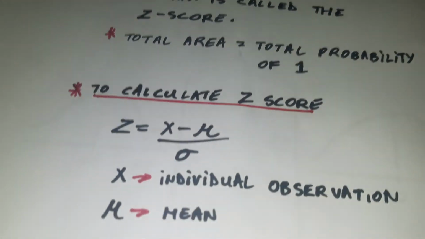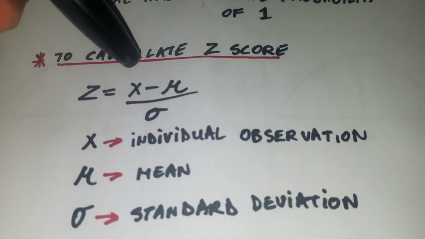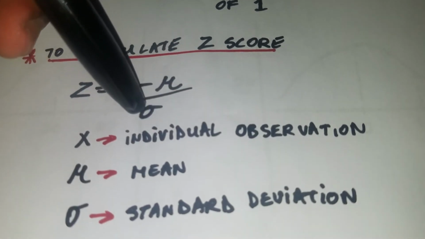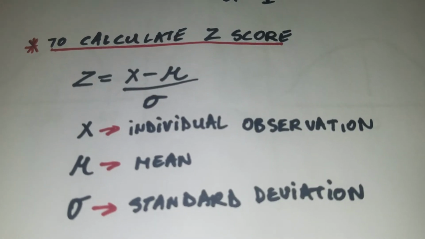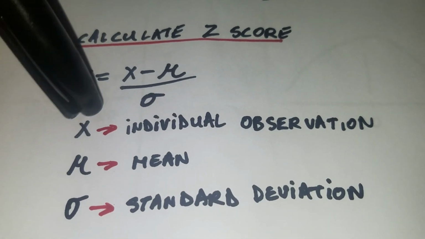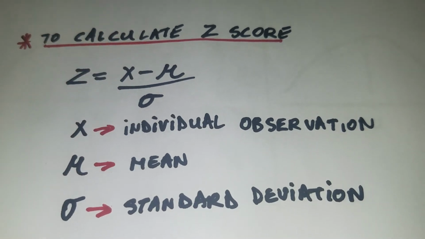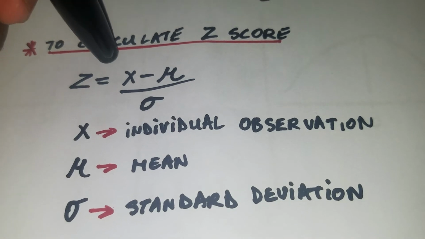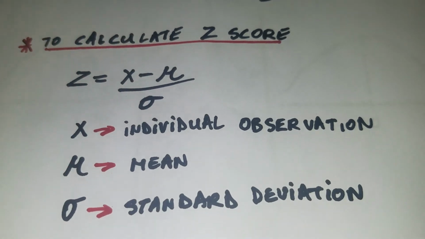Now, to calculate the z-score, we have z equal to x minus mu divided by sigma. That's what they call it, a Greek letter. Now, x is the individual observation, mu is the mean, and sigma is the standard deviation. So the z-score is equal to the observation minus the mean divided by the standard deviation.